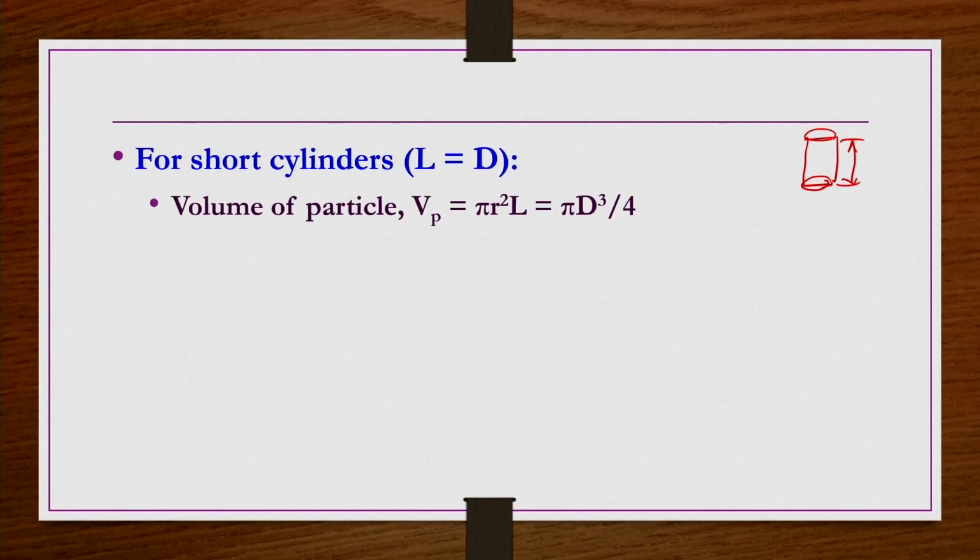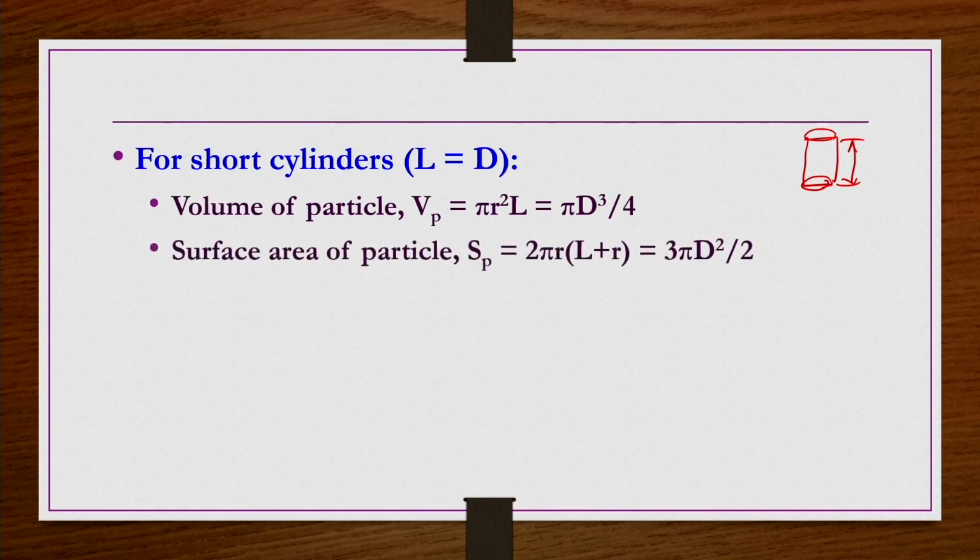If you write it in terms of d, you get pi d cube by 4. The surface area of the particle is 2 pi r L plus pi r square for one circle, plus pi r square for the other circle. That is 2 pi r square plus 2 pi r L, which is 2 pi r into (L plus r). When you convert in terms of d, using r is equal to d by 2 and L is equal to d, you get 3 pi d square by 2.